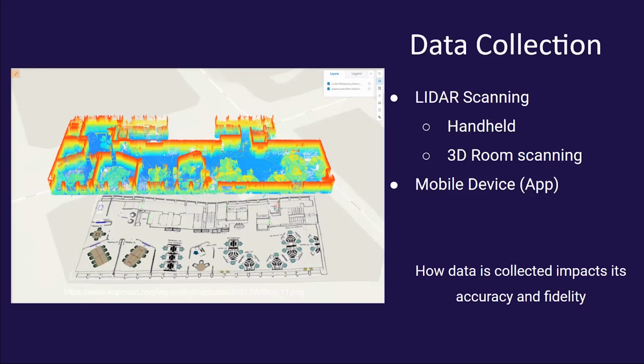Getting those handheld high caliber LiDAR devices or 3D room scanning devices in the building itself is going to produce the highest quality image and data that we're collecting, and that's going to produce obviously the highest fidelity output.